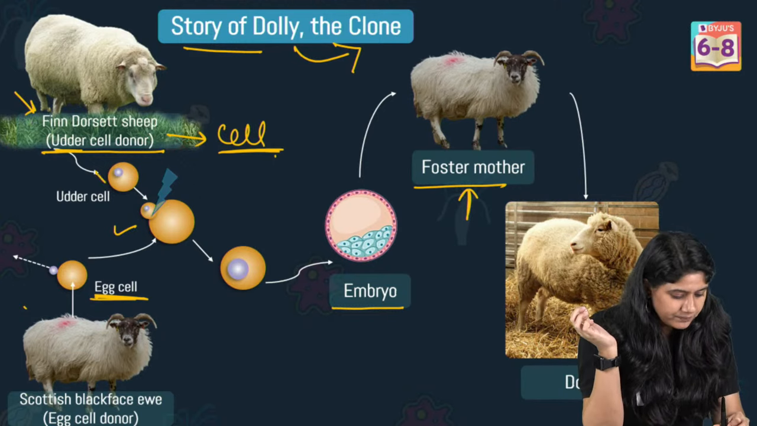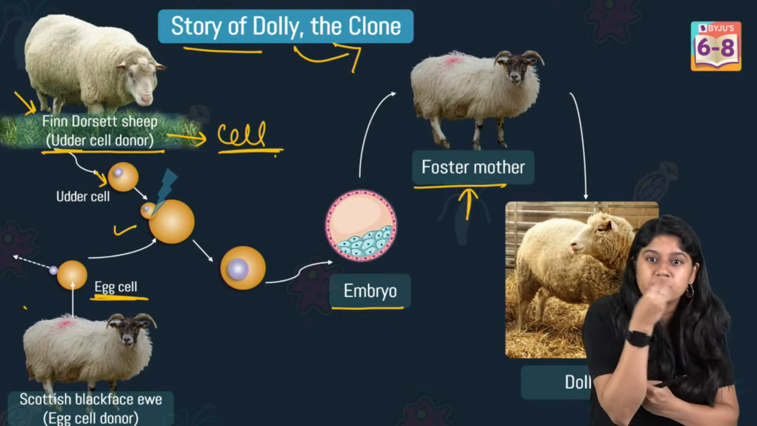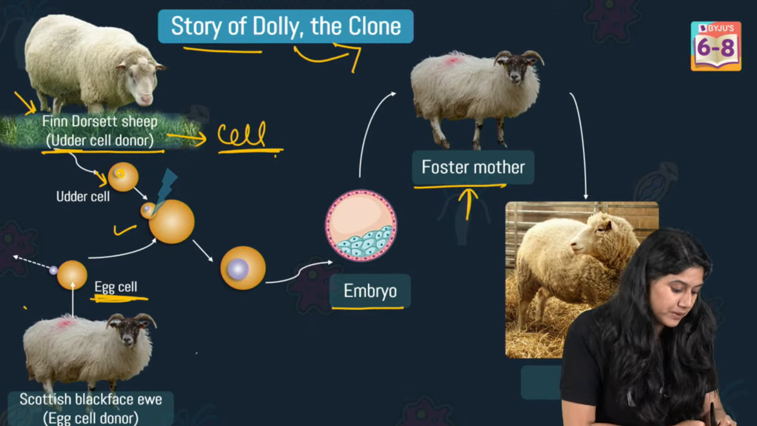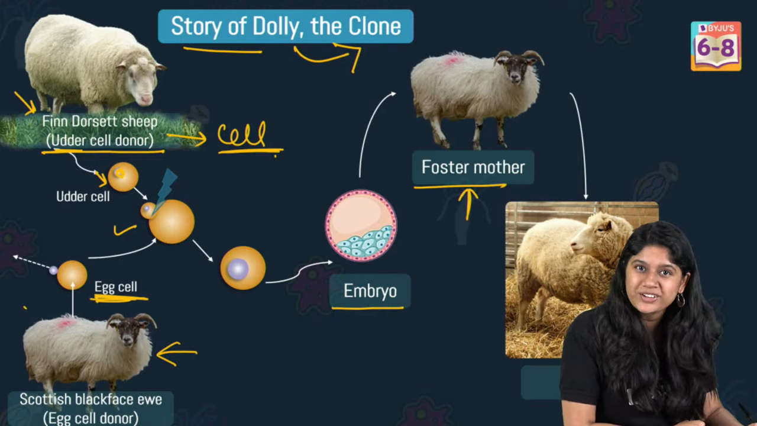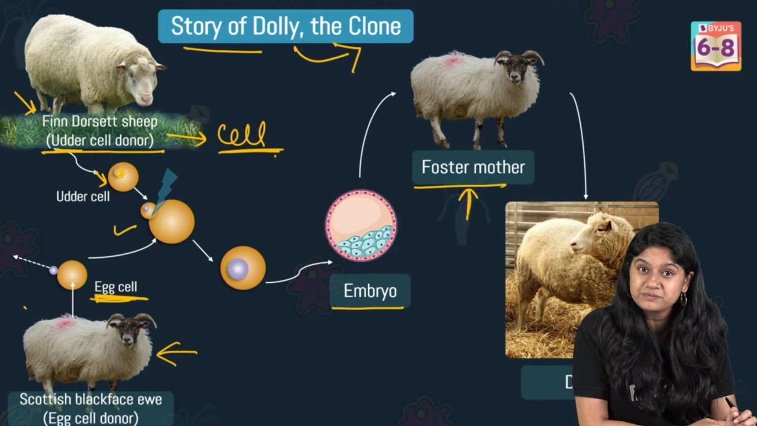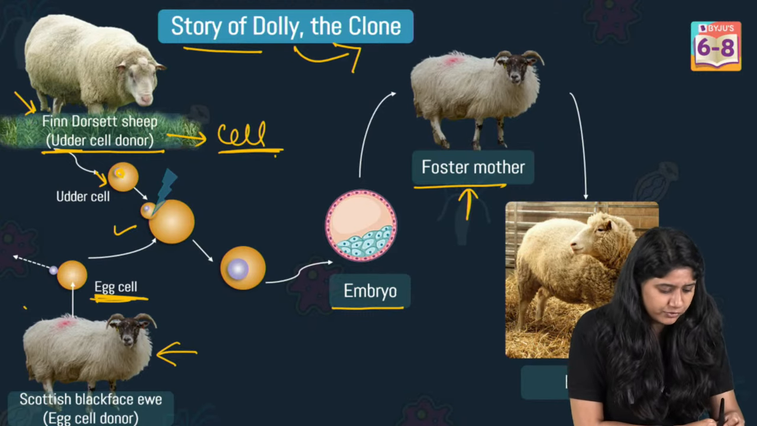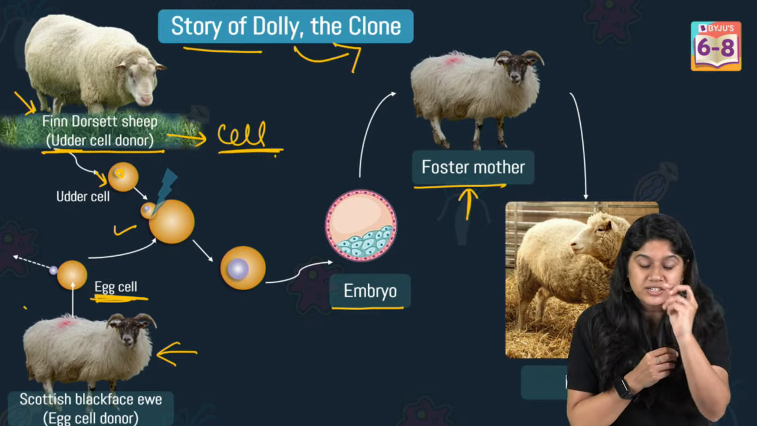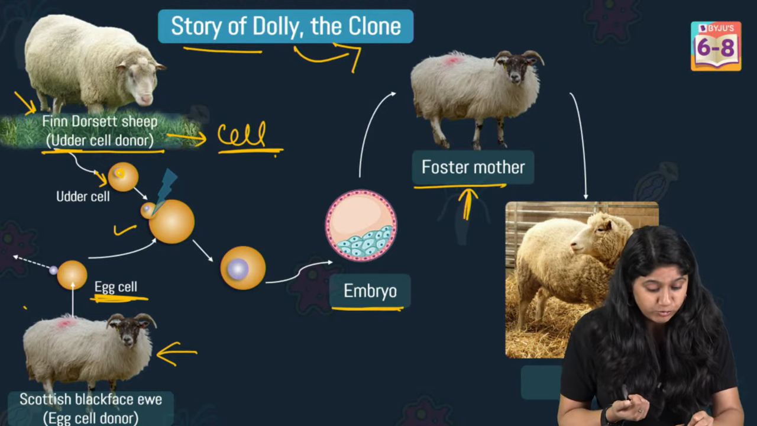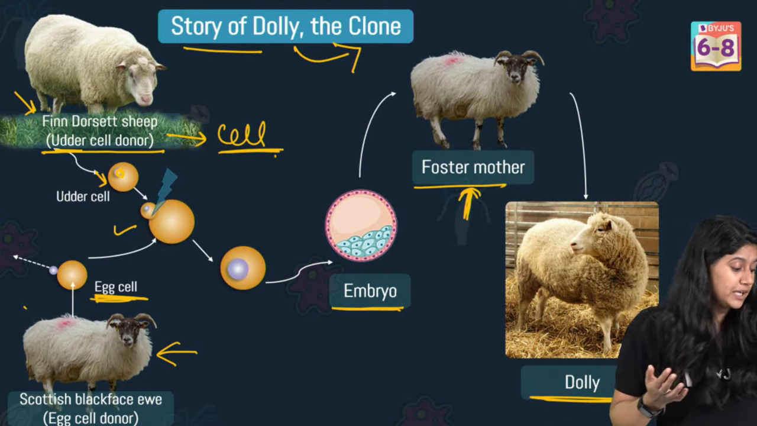See over here, everyone, we have the cell. These are the somatic cells from the body. They remove the nucleus out of it, so the nucleus is not there. The nucleus came from another sheep. And we know that the nucleus has the genetic material. Once the fusion was done, when we added the nucleus into the cell, the embryo was formed and eventually it was added into a foster mother. We have Dolly, which was an exact copy of its mother.